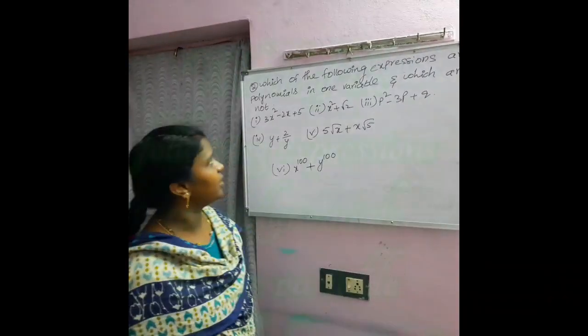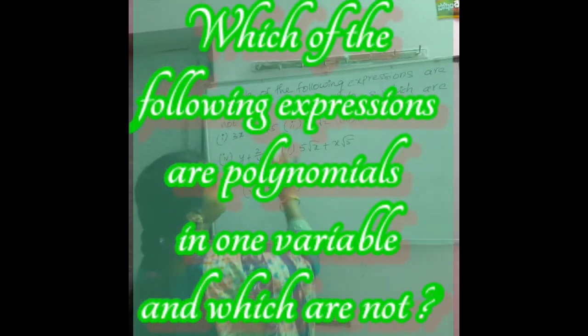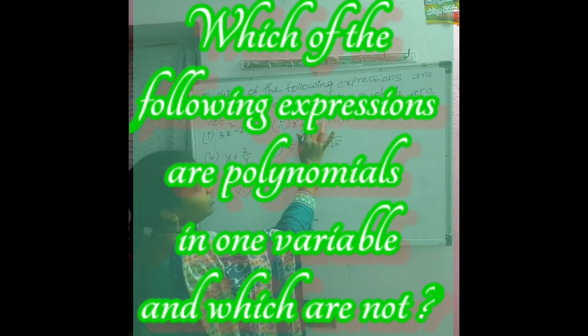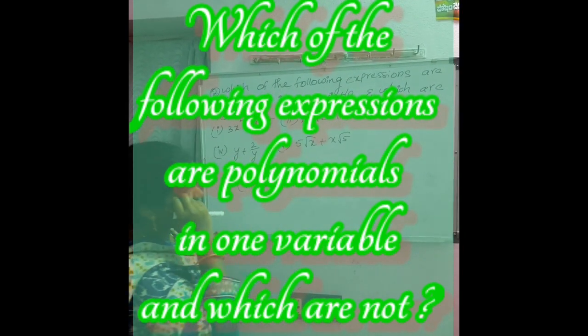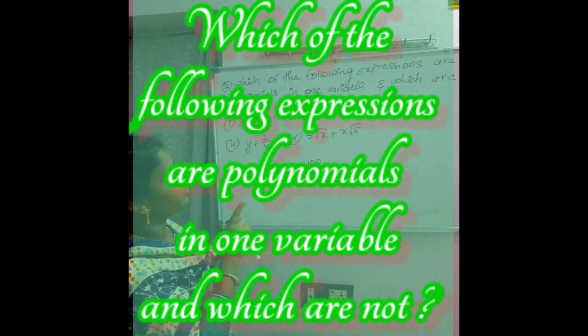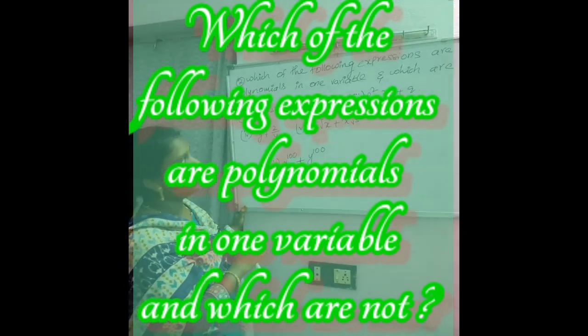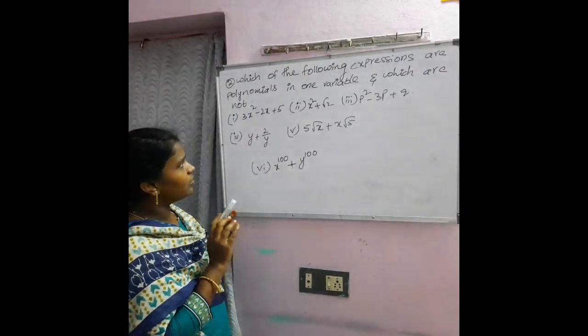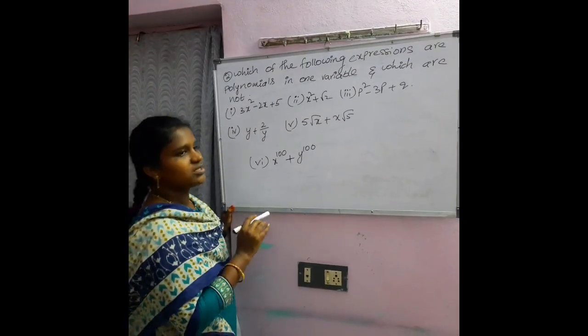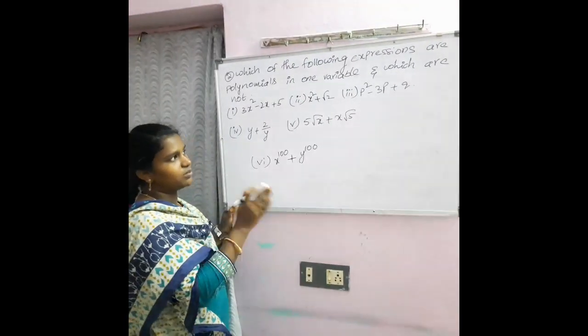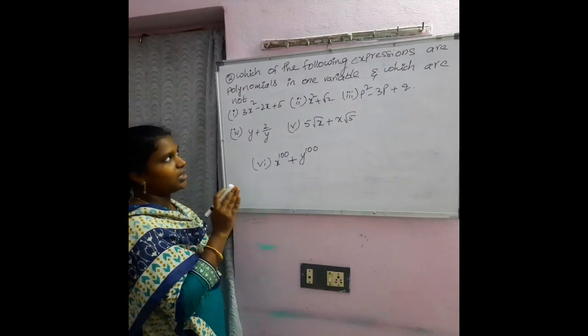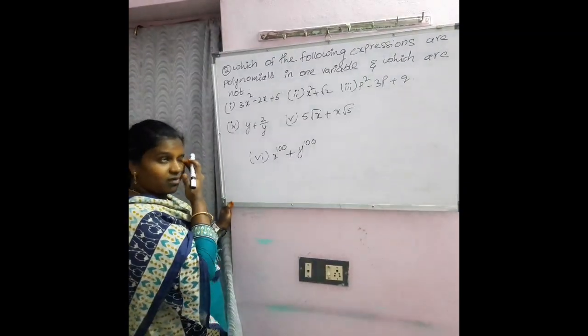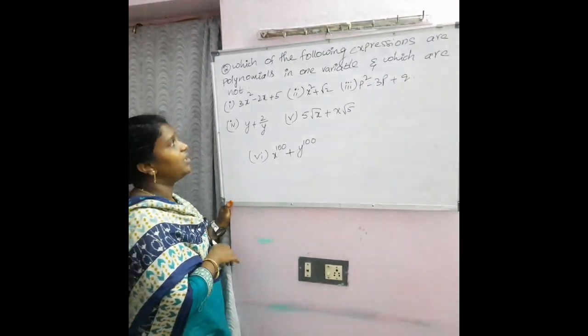Now let us see the second question. Which of the following expressions are polynomials in one variable and which are not? We have to check whether the given expressions are polynomials in only one variable. It should be in only one variable. That is, if I take x, the complete expression should be in x, and if I take y, the complete expression should be in y.